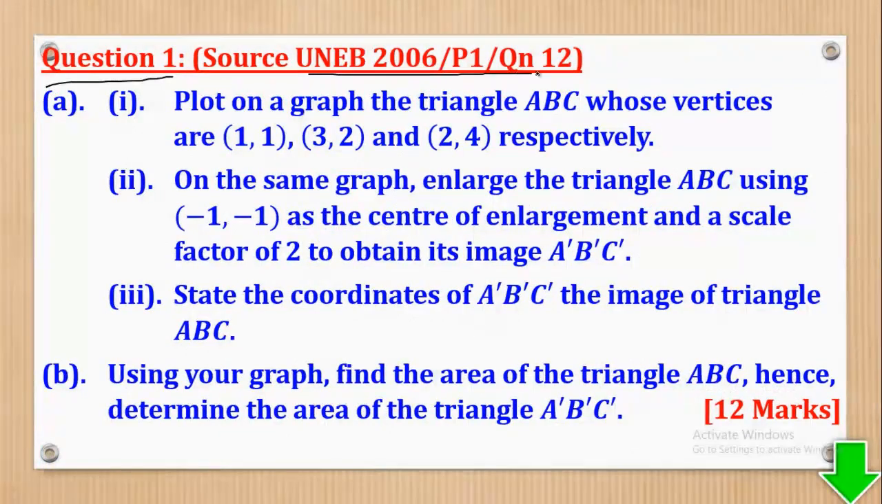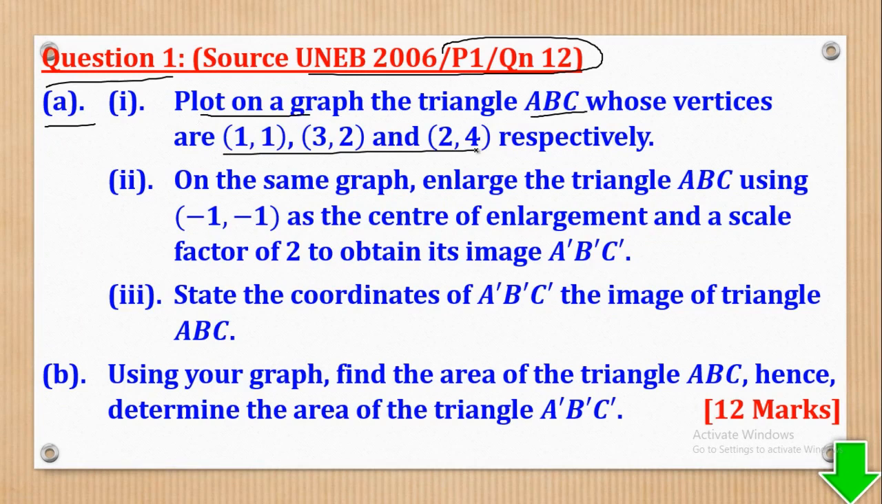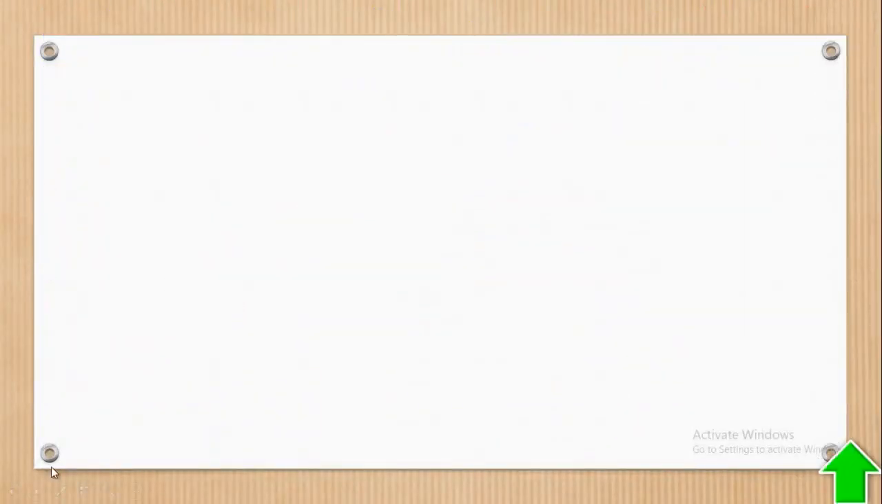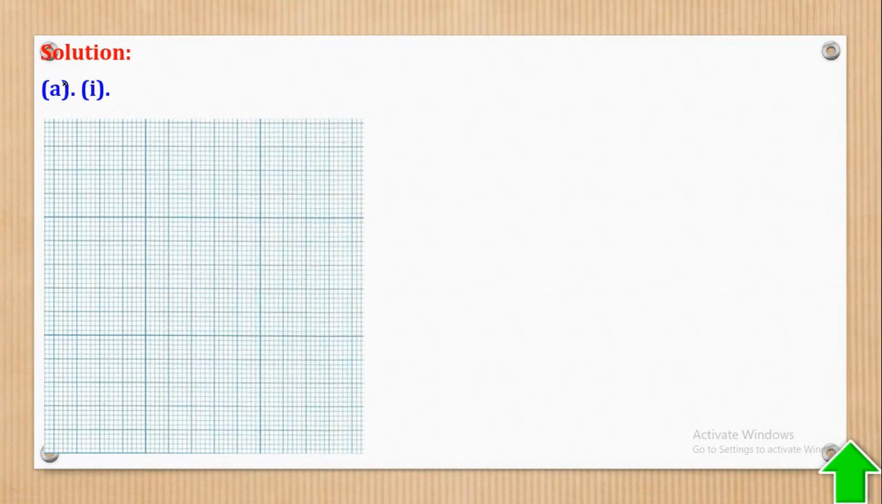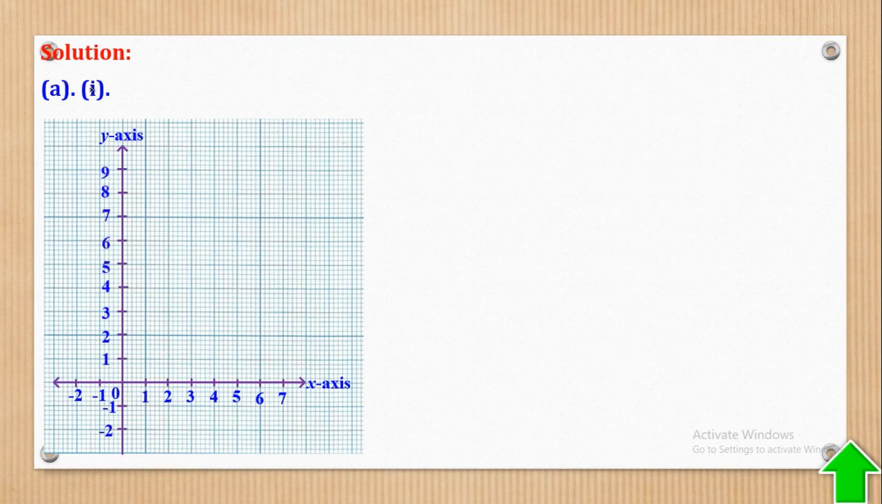So question 1 came from UNEB 2006, paper 1, question 12, and says, part A, Roman 1, plot on a graph the triangle ABC whose vertices are this. So let's start with Roman 1. So we shall need a graph paper, then we draw the axes, x-axis and y-axis, and label them. Then we shall choose a scale for the x-axis and feed it in. After that, we shall choose a scale for the y-axis and also feed it in. Then we shall plot the points.